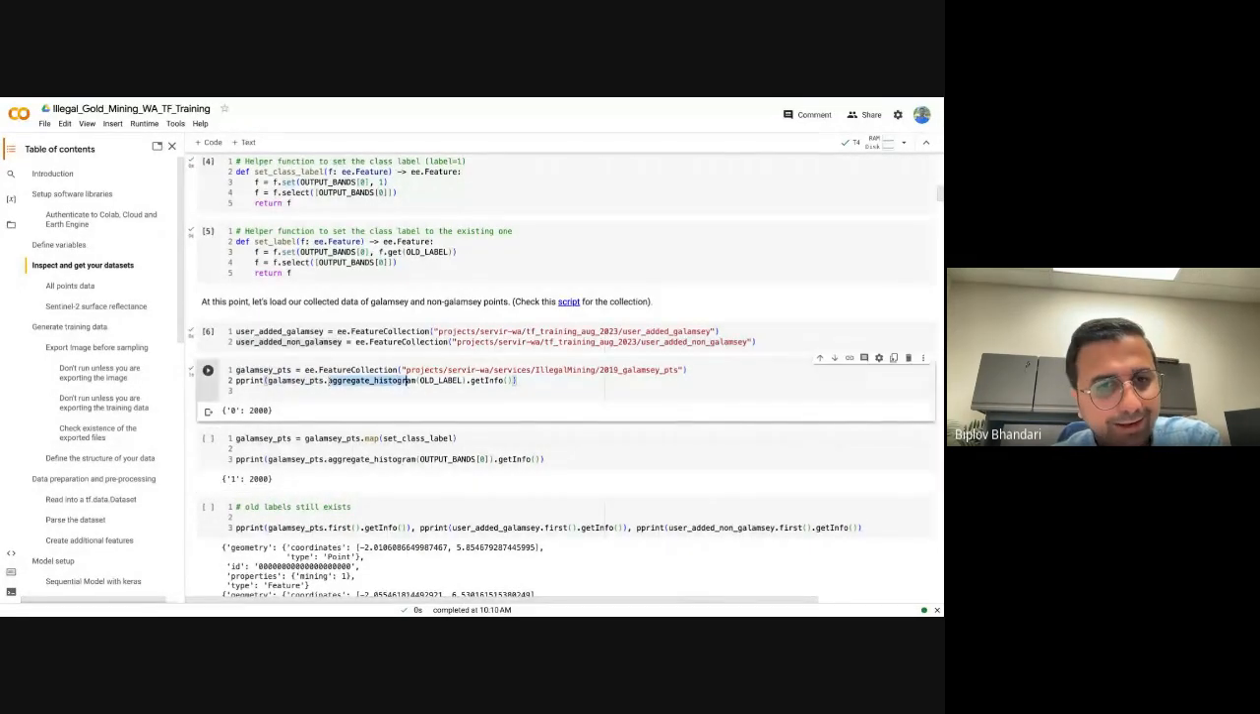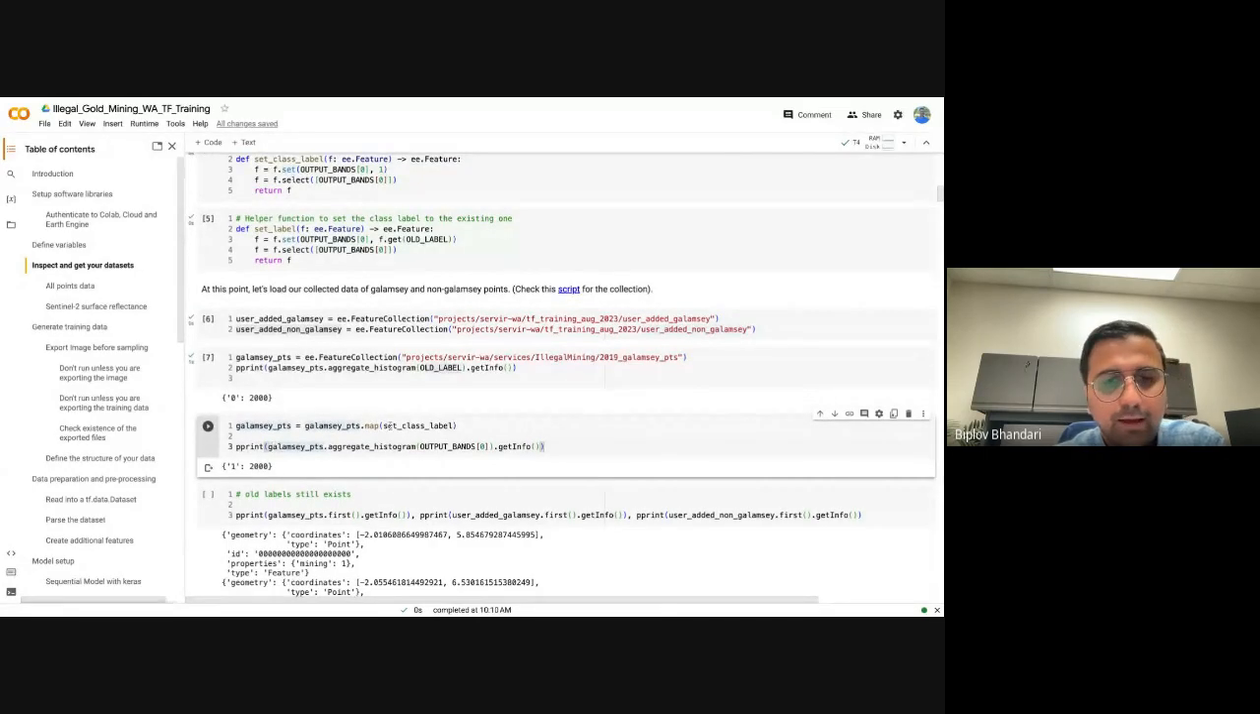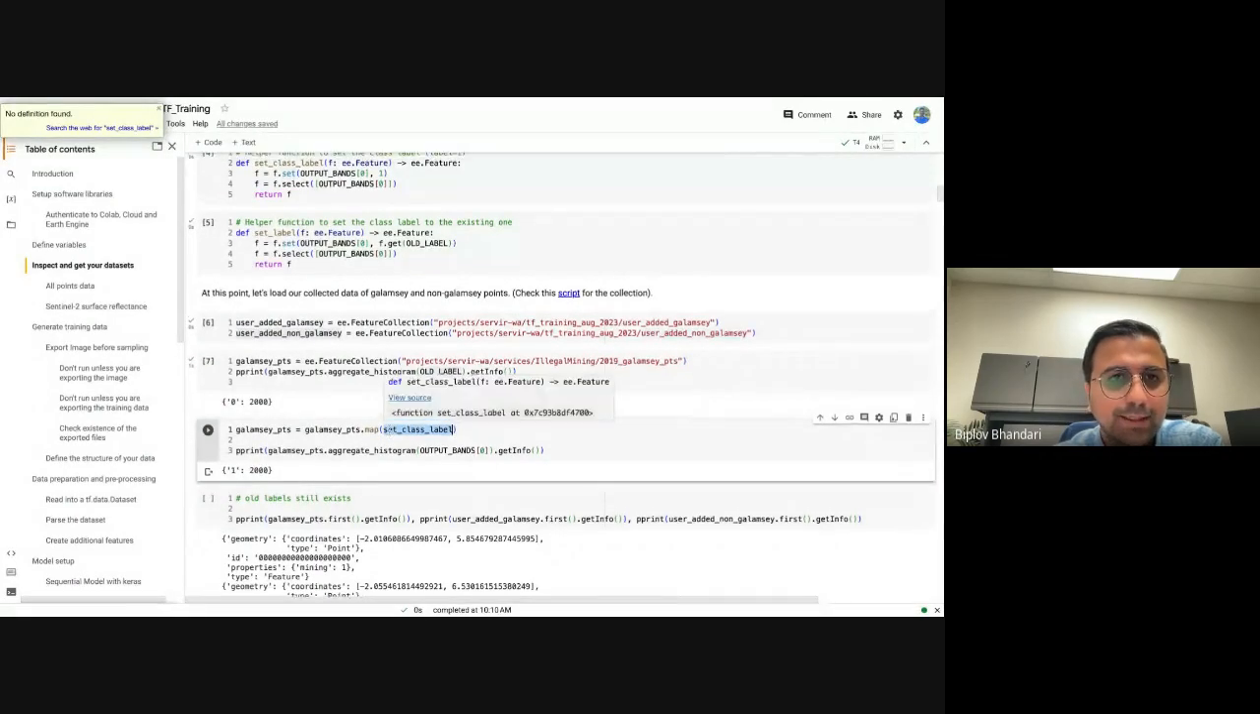I'm here aggregating based on this old label, which is a CID, and it's telling me that there are about 2000 points here, and the value of all of them is 0. But you probably want to flip that, because 0 would represent non-Galamsey and 1 would represent Galamsey. So here I'm applying a map function and calling an inner function within that map function, set class label.